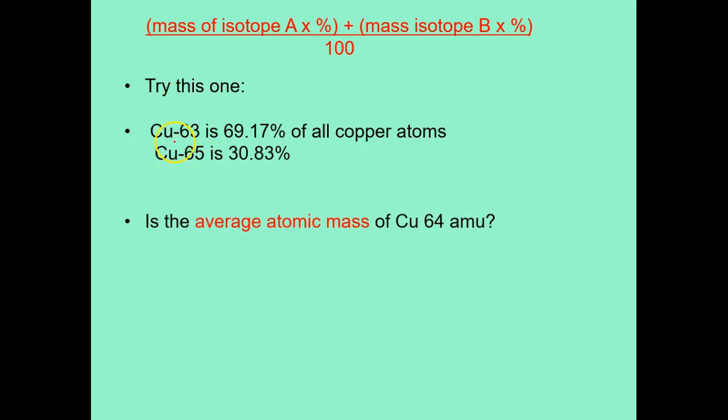All right, so let's take this. We have copper 63, which is 69.17% of all copper atoms, and copper 65 is 30.83%. Is the average atomic mass 64? No, because that would be unweighted. So let's go ahead and set this one up before I change the slide.